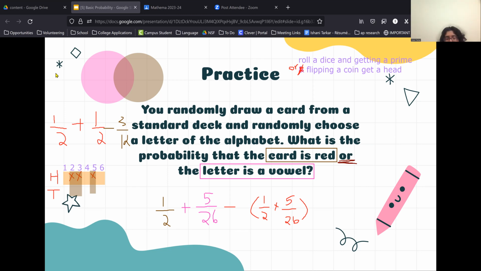So we can apply that principle to probability, where there are a certain number of events in one condition and a certain number of events in another condition. In this case, the card is red is one condition and the letter is a vowel is the other. If we subtract the overlap, then we are not counting where the card is red and the letter is a vowel multiple times.